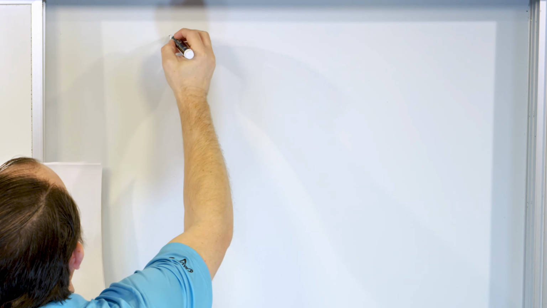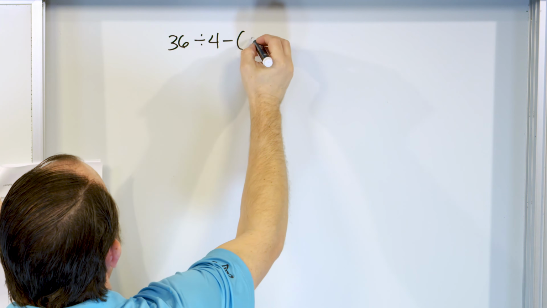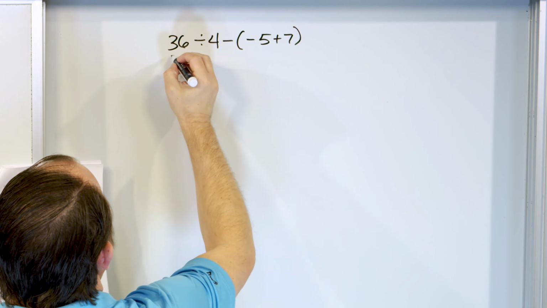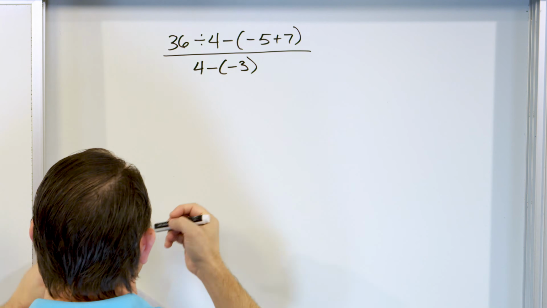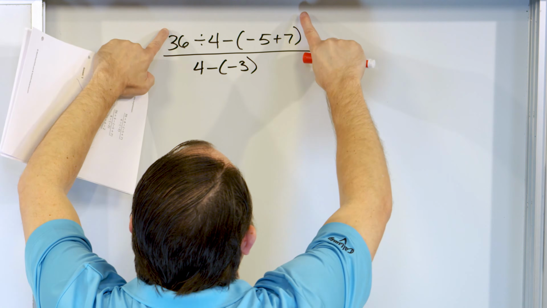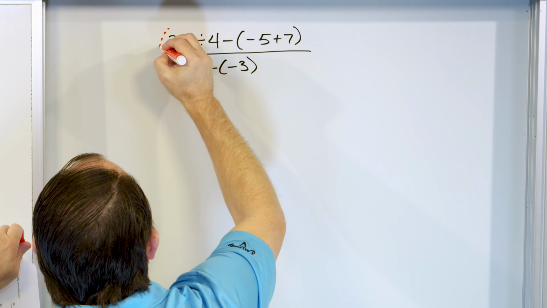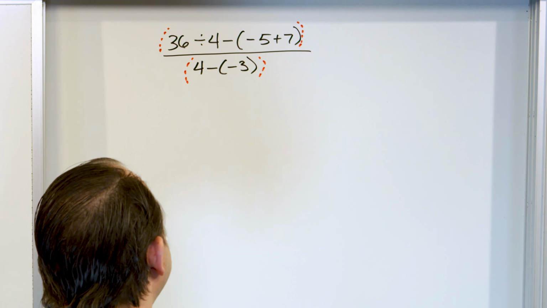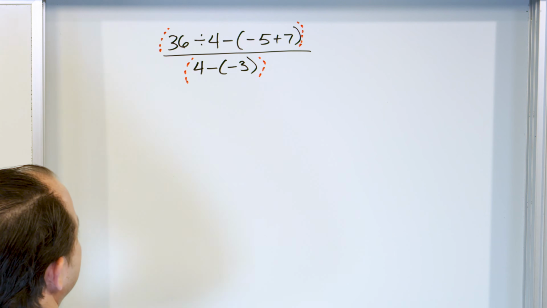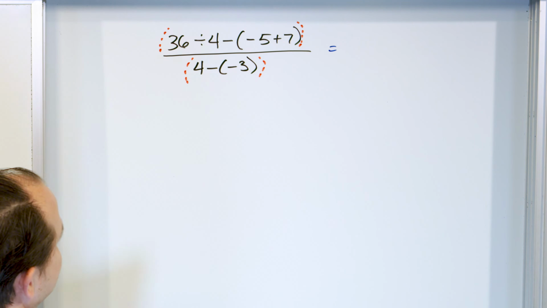And let's go ahead and get some practice with that right here. Let's say we have 36 divided by 4 minus negative 5 plus 7. And then this is all in the numerator, a gigantic numerator, over 4 minus negative 3. Because there's an invisible parentheses around here and an invisible parentheses around here, if you want to draw them there, you can. You don't have to. I'll put them here. Then you're free to work on the numerator and the denominator separately and follow the rules inside. Now, usually I like to work down, but if I don't work sideways a little bit, I'll never fit the last problem on the board.